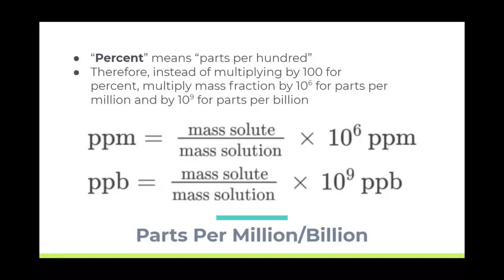So this is similar to the percent by mass, but we're talking about parts per million or billion, because percent means parts per 100. And so instead of multiplying by 100 when we're finding percent by mass, we're just going to multiply our mass fraction by 10 to the 6th for parts per million and by 10 to the 9th for parts per billion. So both of these still involve having the mass of solute over the mass of solution like you would for the percent mass, but instead of multiplying by 100 to get a percent, you'll do 10 to the 6th or 10 to the 9th for parts per million and parts per billion respectively.